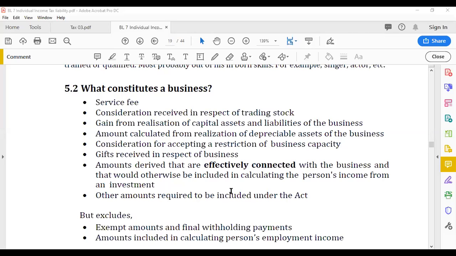Right? Consideration for accepting a restriction of a business capacity, and gift received in respect of business, amount derived that are effectively connected with the business and that would otherwise be included in calculating the person's income from an investment. Other amount required to be included under the Act, right? Restriction, future business restriction. What do you mean by consideration for accepting restriction on a business capacity?